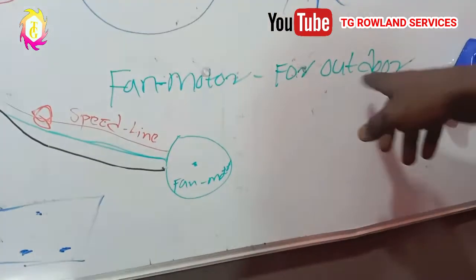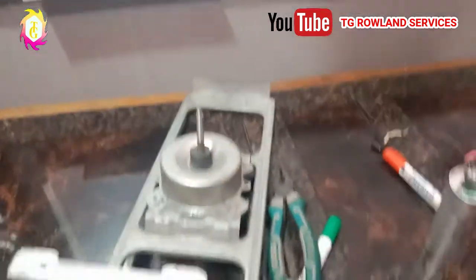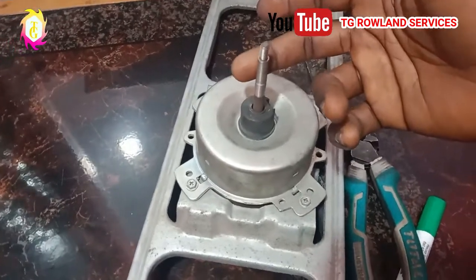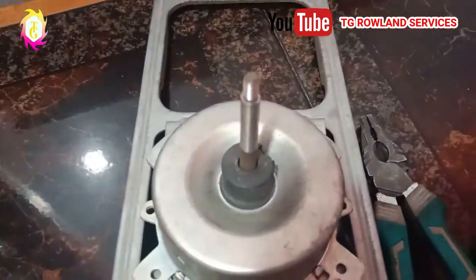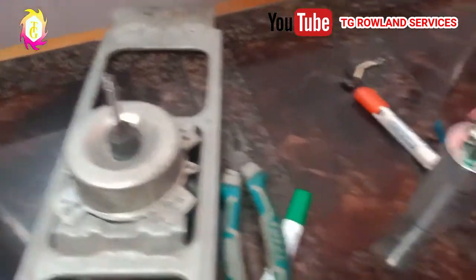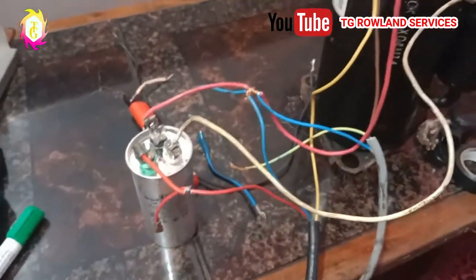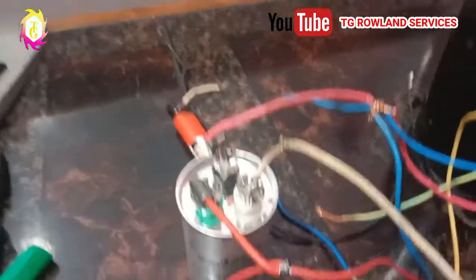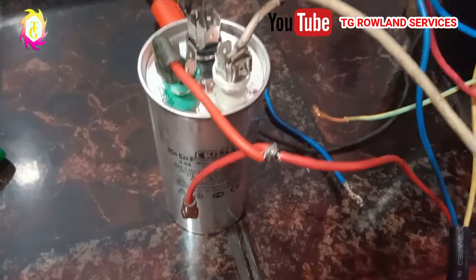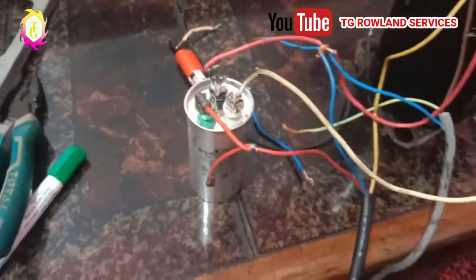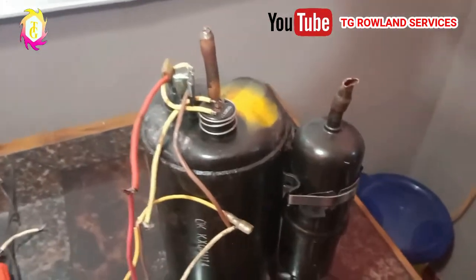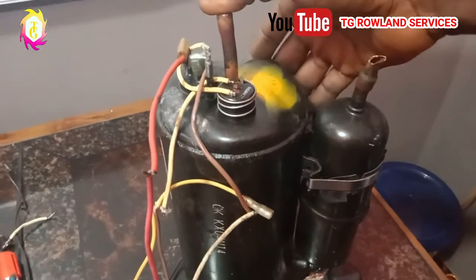The other hand here, what we have is the fan motor for outdoor, and this is the outdoor fan motor, and it is running. As you can see, it's turning, it's working, because the connections which you and I did were 100% okay. And this is the 30 UF capacitor which we have used in connecting both the fan and the compressor together. As you can still hear the sound of the compressor, it's still running because the connection is okay.